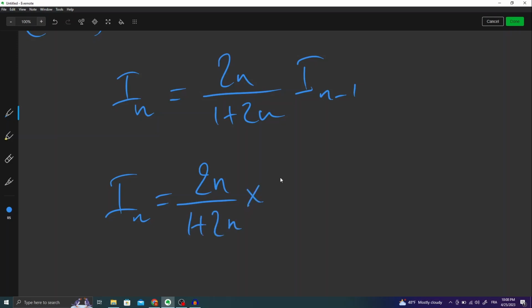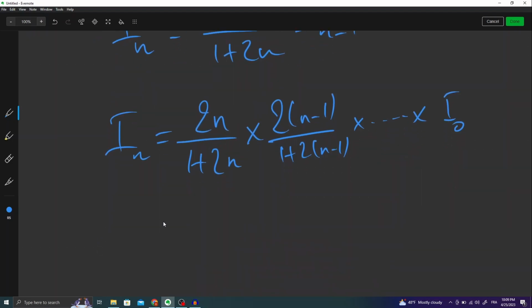And from here, we can show immediately that I_n equals 2n over 1 plus 2n, multiplied by 2n minus 2 over 2n minus 1, and so on. And we can continue to do this until we reach I_0, right? So we can compute this product, using some very simple terms to find it, okay? So this is I_n at the end. We can simplify if we want and get the final result, okay?